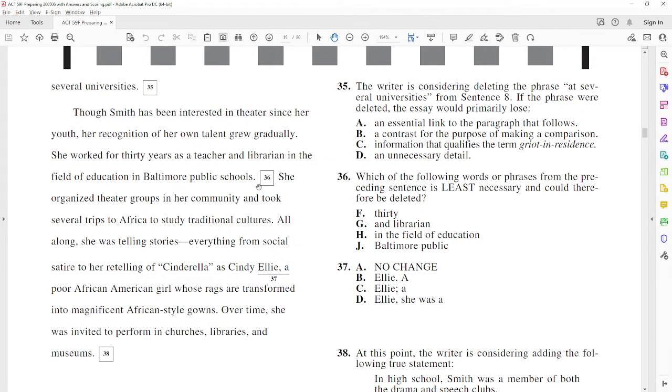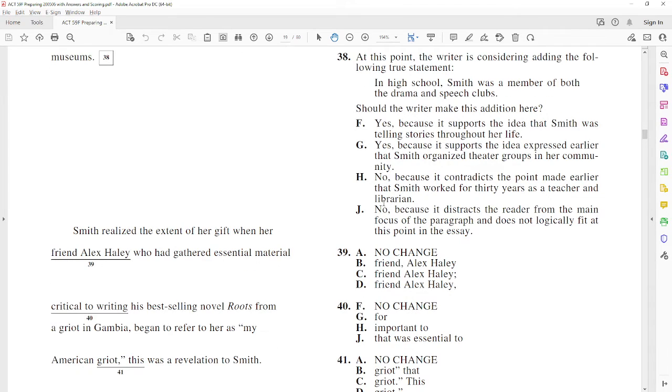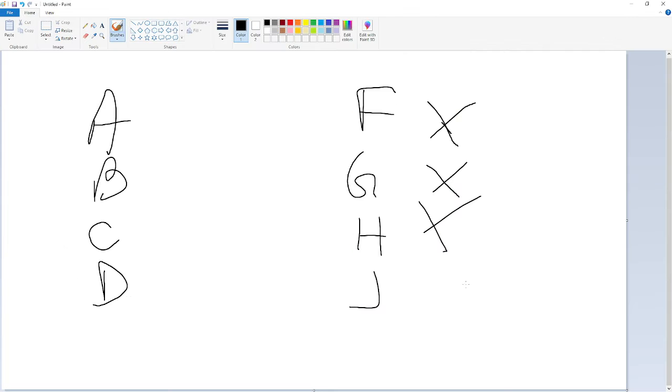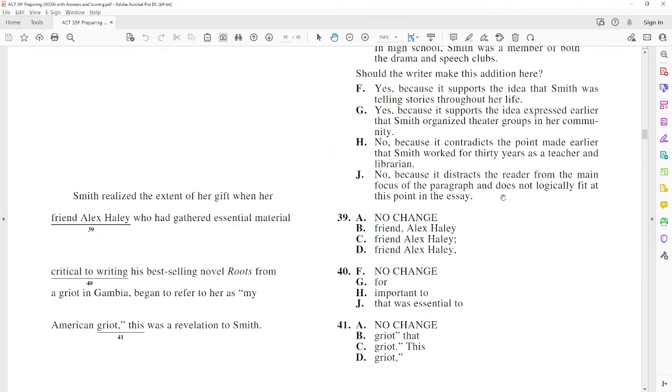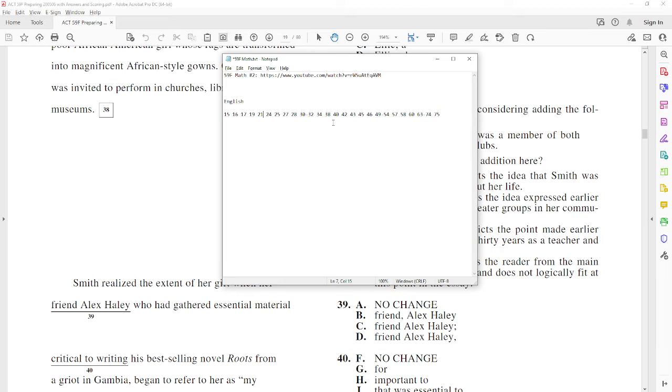It could go in between that and then talking about 30 years as a teacher. But at this point in the essay, no, because we're past her youth. We're talking about her adult years, and now we're going to suddenly mention something that, again, happened when she was a kid. Absolutely not. And so the answer is J. It distracts the reader from the main focus of the paragraph and does not fit at this point in the essay. So J is it. And let me delete those so we can use that again. And what's the next one? 38. Okay, what's the next one we got here? 40.